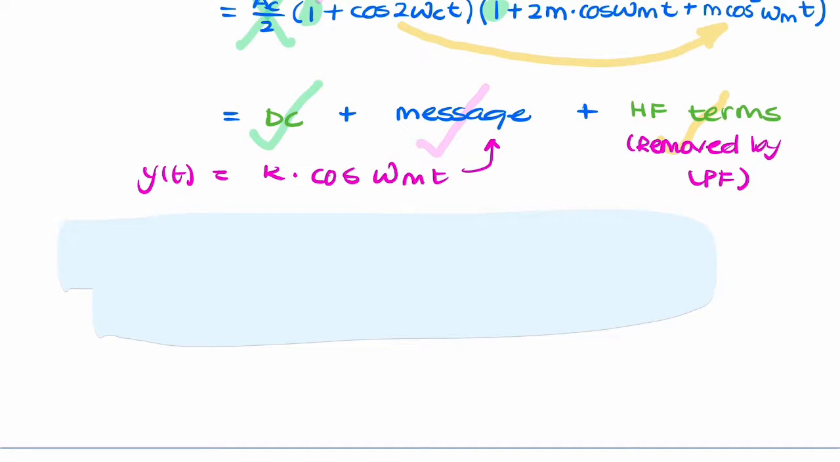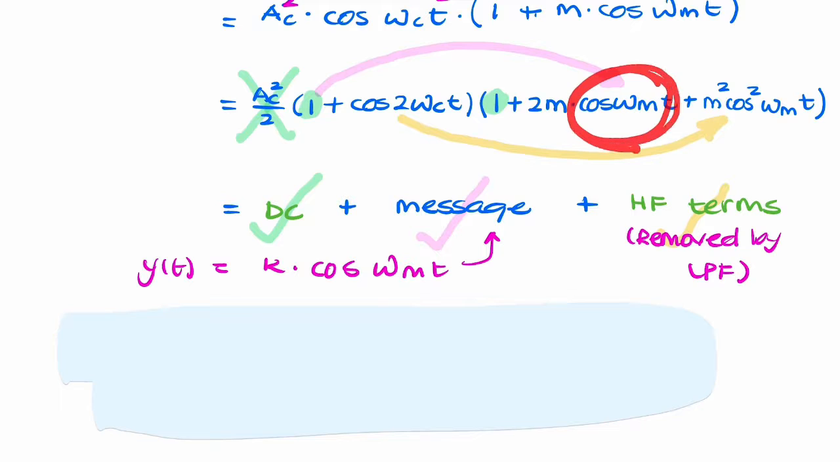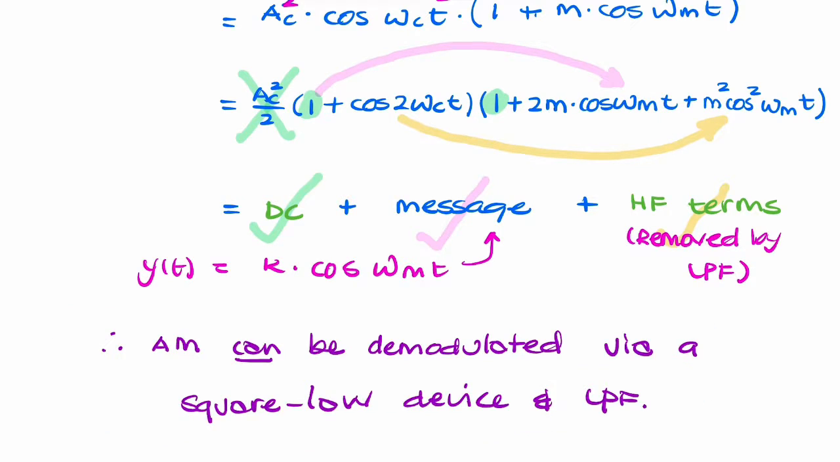So we've shown that it is possible to recover our message here by passing it through a square law device. It's not the kind of coherent demodulator we're used to, and it's not an envelope detector, but a square law device can nevertheless be used to demodulate AM. So it is possible.